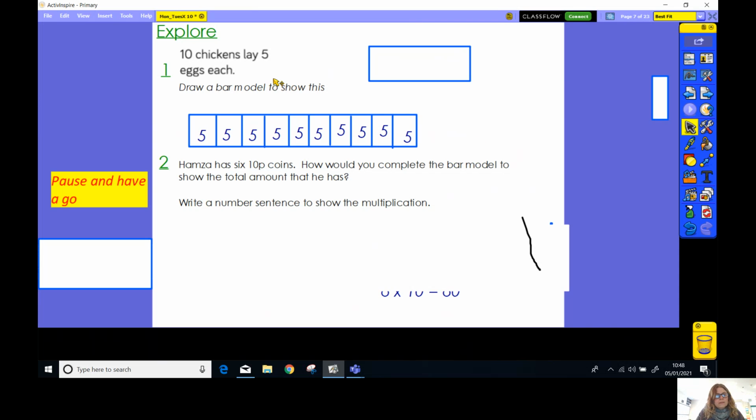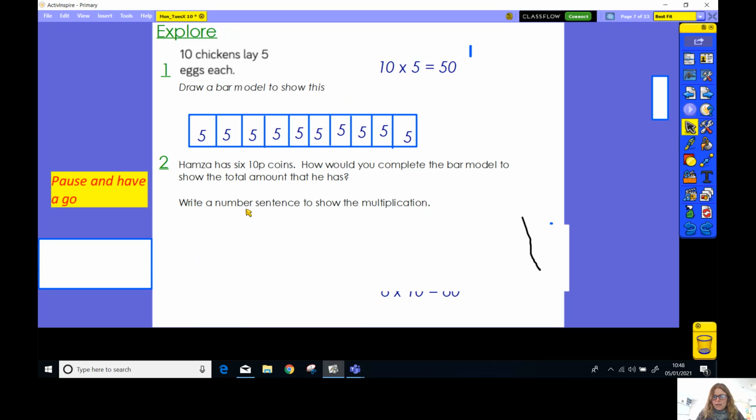So the number sentence that we would need to have is this. There are 10 chickens, each laying 5 eggs. So it is 10 times 5. And because we know our 5 and our 10 times table so easily, we know it's 50. The trickiest thing here is drawing the bar model.